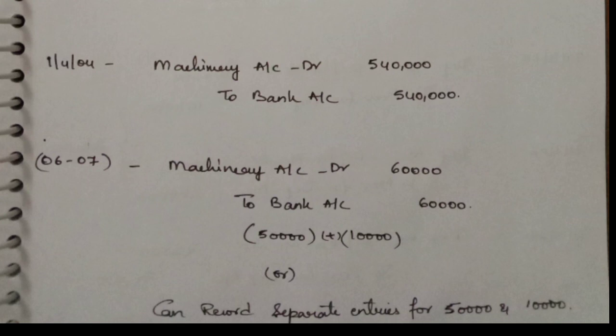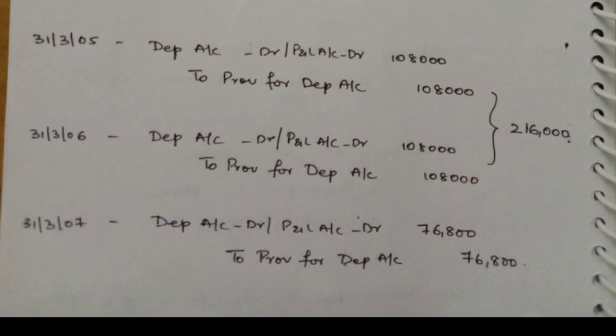Now the depreciation entries. They have asked for the provision for depreciation account, to prepare the provision for depreciation account, right? So now if they are asking for provision for depreciation, we will not record the depreciation to machinery. We will record depreciation to provision for depreciation account. We will create the provision, meaning the credit liability, right? So first see the part of machinery only.